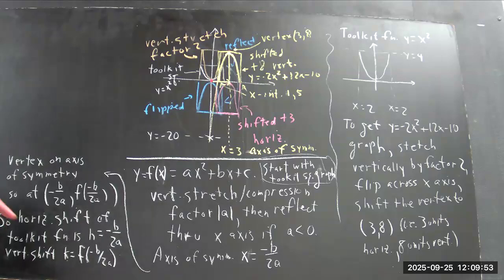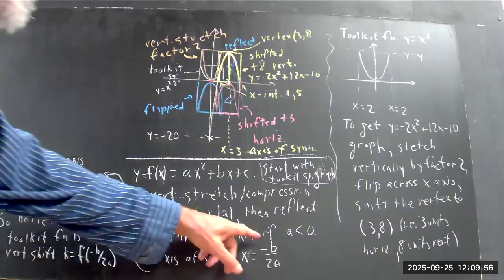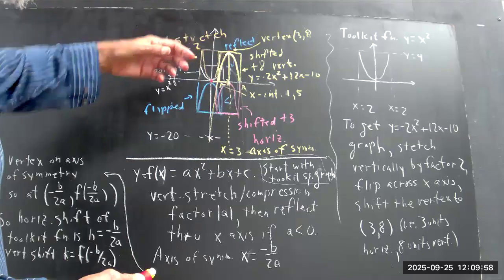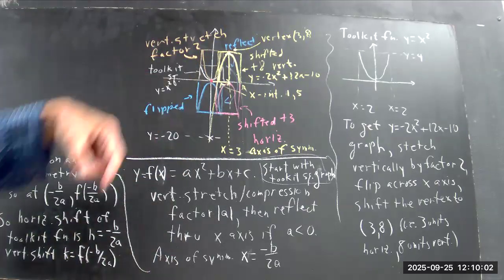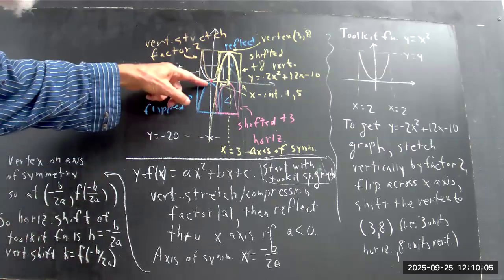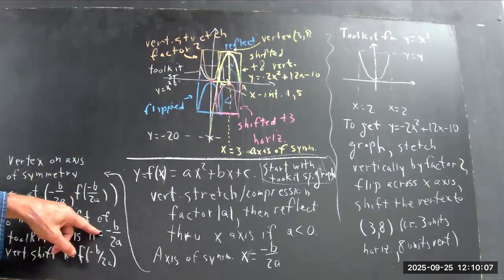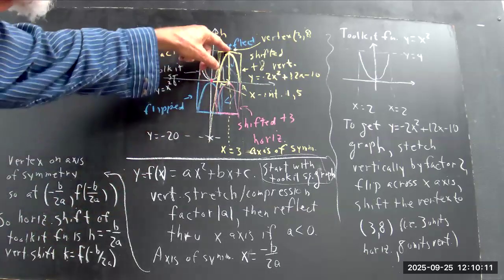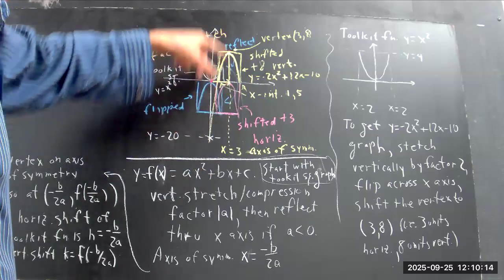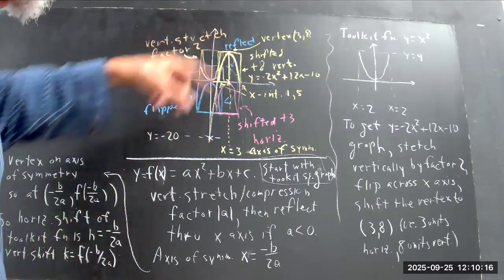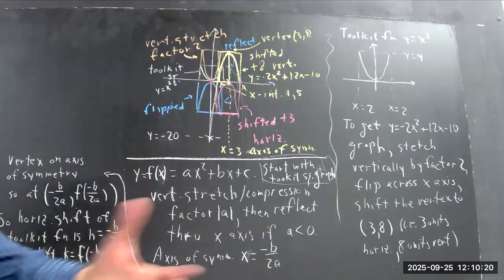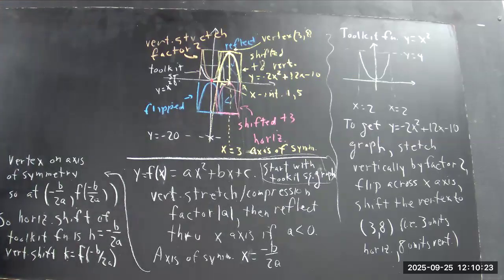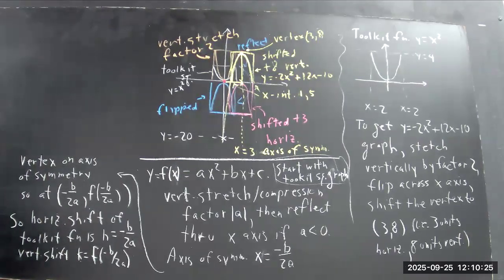So the vertex stays where it is while you stretch it, stays where it is even if you flip it, just like it did here. Then it moves over this far. That's negative b over 2a because that's where the axis of symmetry is. And then you shift it up because on the axis of symmetry, you find the y coordinate by plugging the x coordinate into the function. Now, I've said that about 75 times already in one set of words or another.